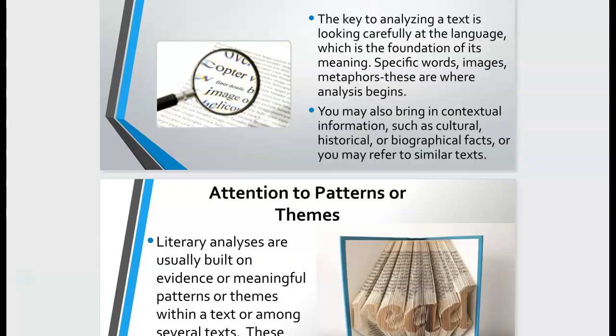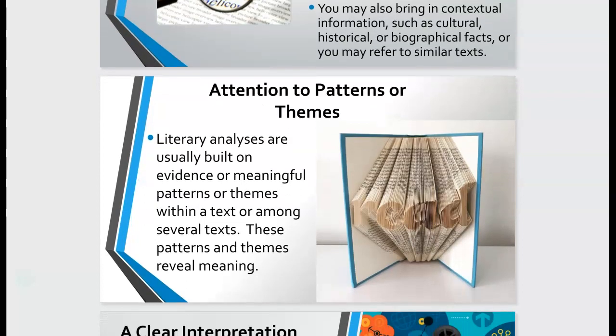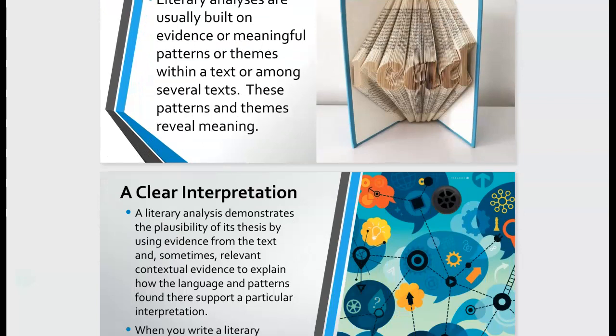Now, attention to patterns or themes. Mainly, there's going to be certain things, recurring things that are happening in the story. So you need to look at the themes and these recurring patterns, right? So if you see a certain word being repeated or a certain theme, a certain image, this is probably important, right? So themes, we know what themes are, right? A theme is essentially what's the underlying message of the story or the poem, right? That's what a theme is.